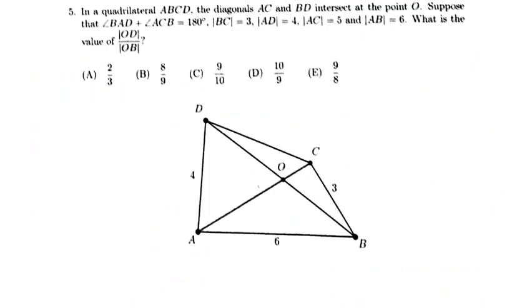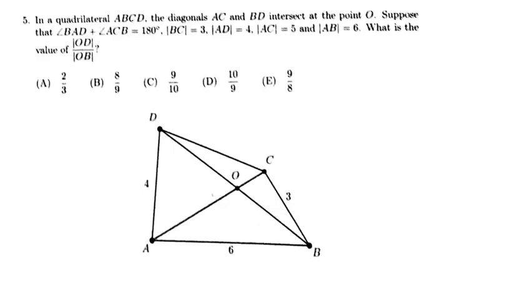SMO 2019 junior section first round, problem number 5. In a quadrilateral ABCD, the diagonals AC and BD intersect at O. Suppose that angle BAD, let me call this angle alpha, plus angle ACB, this angle beta, equals 180. So alpha plus beta equals 180. BC is 3, AD is 4, AC is 5, this diagonal, AB is 6. What is the value of OD over OB?